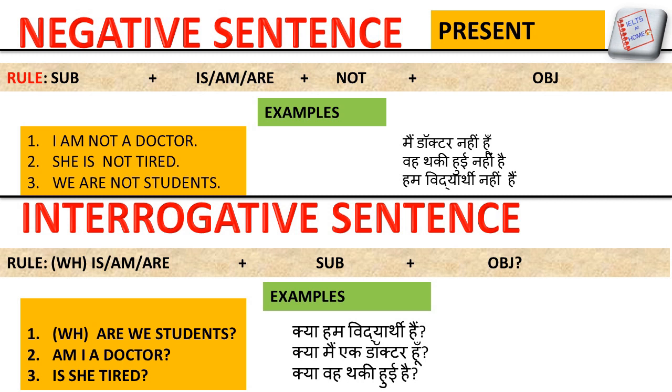Am is only used with I, and in the third example I use is with she because she is a singular subject. And don't forget to put a question mark at the end.